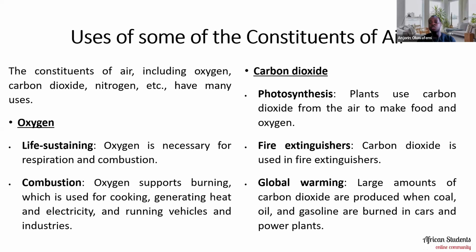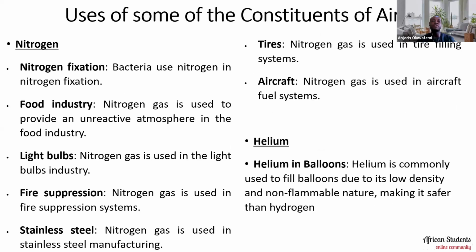It is also a major culprit for global warming. Large amounts of carbon dioxide are produced when coal, oil, and gasoline are burned in cars and power plants. This results in global warming, which is a terrible phenomenon, and most countries in the world are doing all that they can to reduce it. So CO2, carbon dioxide, is a major culprit in the impact on global warming.